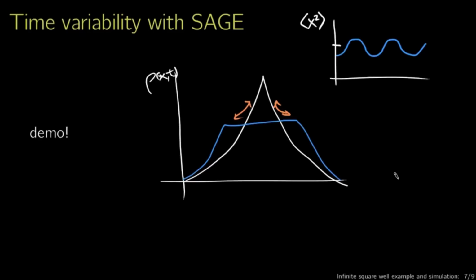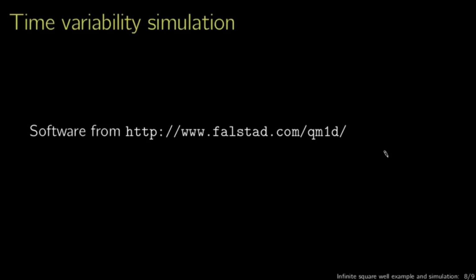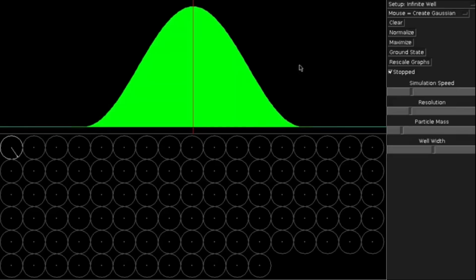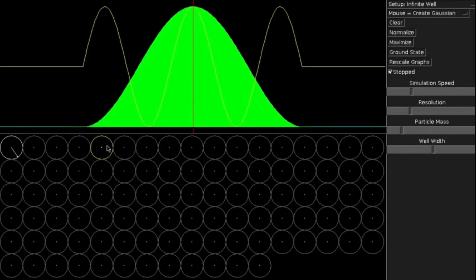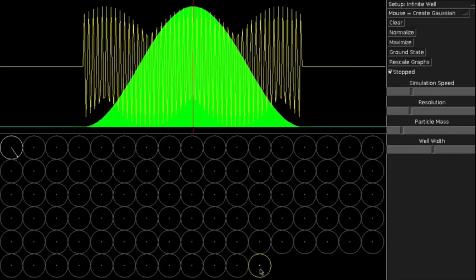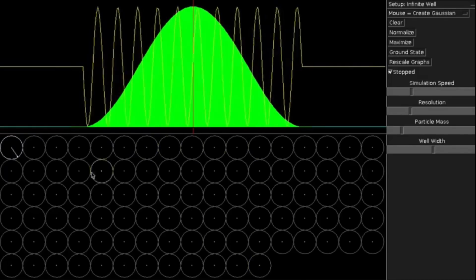To get an even better feel for what the time variability looks like, there's a simulation that I'd like to show you. And this comes from Falstad.com, which, as far as I can tell, is a guy who was sick of not being able to visualize these things, so he wrote a lot of software to help him visualize them. So here's the simulation, and I've simplified the display a little bit to make things easier to understand.